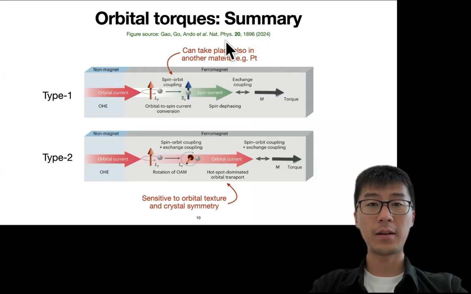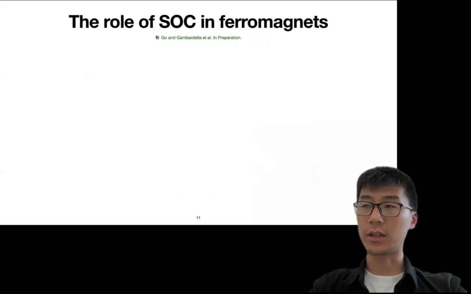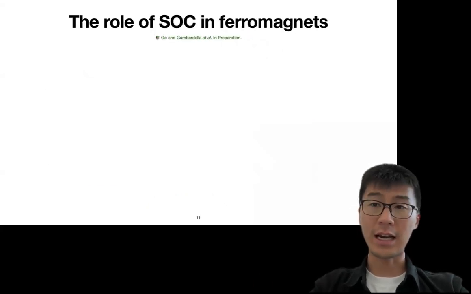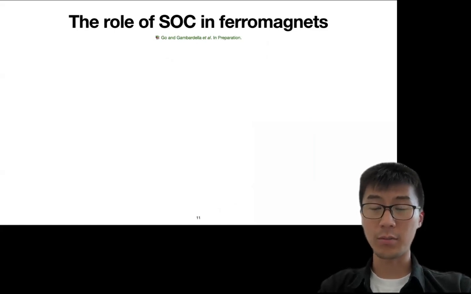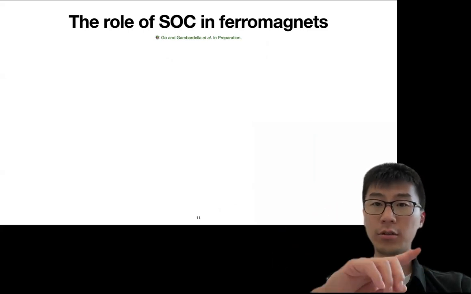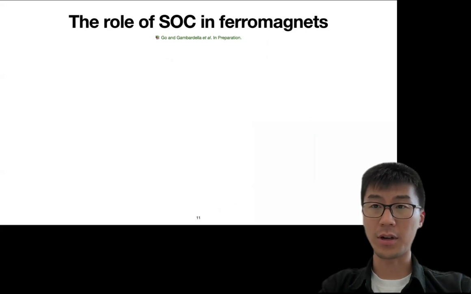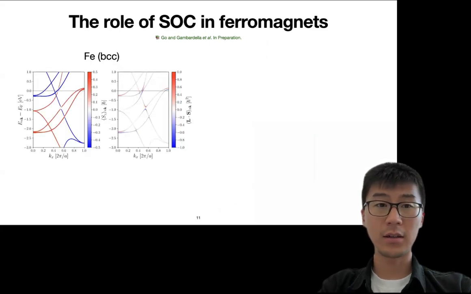So far we discussed orbital torque, but regardless of type 1 or type 2, in both cases spin-orbit coupling in ferromagnets is still a very important factor. And the reason is that orbital angular momentum has to couple to magnetization through spin-orbit coupling fundamentally. So let me briefly look at the band structure effect of the spin-orbit coupling in ferromagnets.